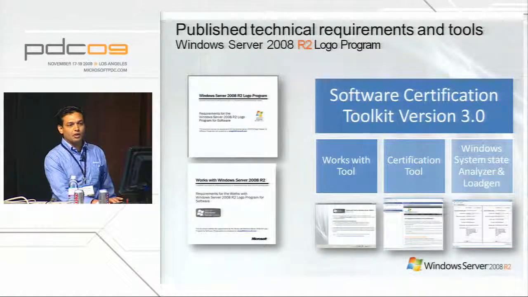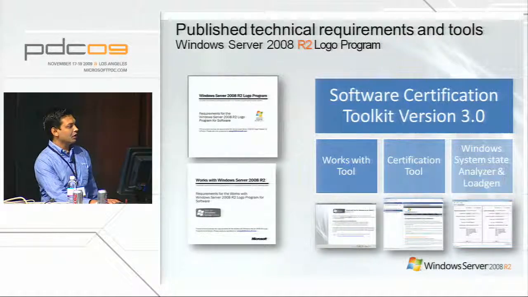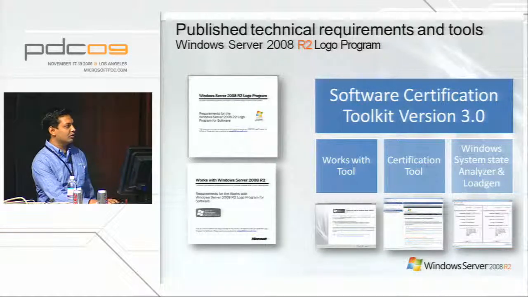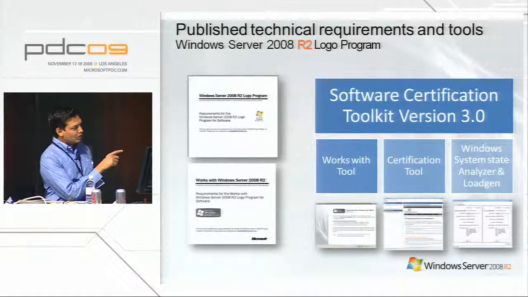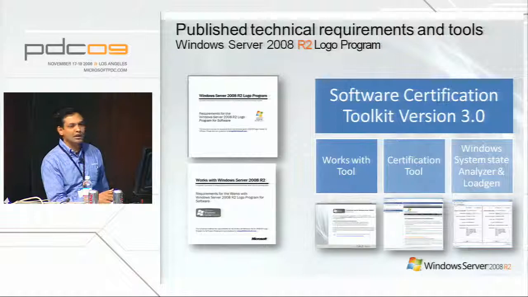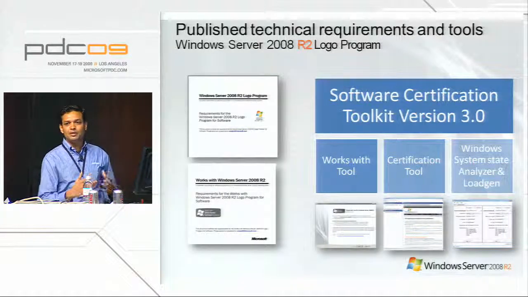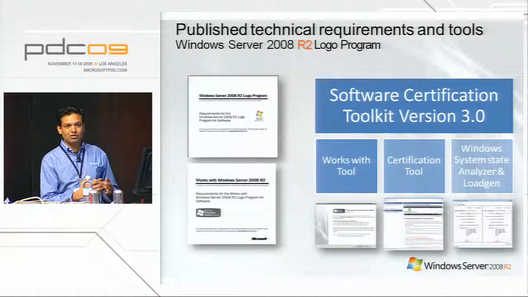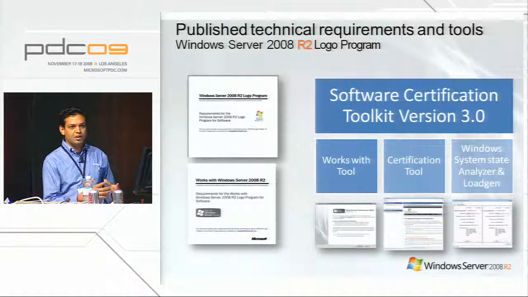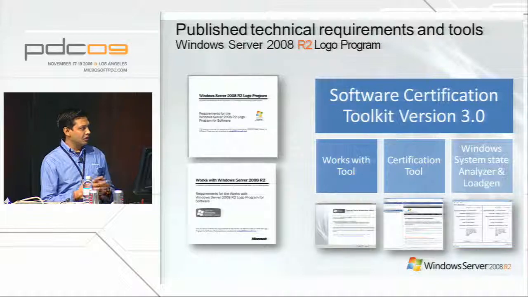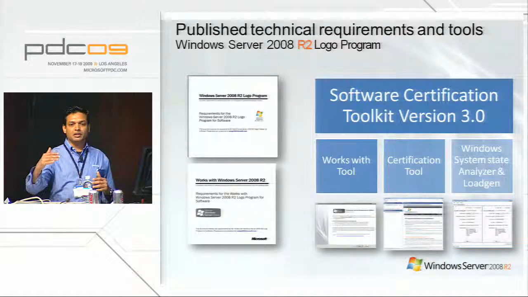It's free for download. Your dev and test teams can download it and have a look at the requirements document and the test cases document, and the toolkit actually helps run these test cases. We'll be taking a more detailed look at the Works With tool today, because that's the quick and easy tool. In about half an hour to an hour of testing, your teams can get a prescriptive test report on how the app behaved on R2. The certification tool, as you saw, is a higher level technical standard.